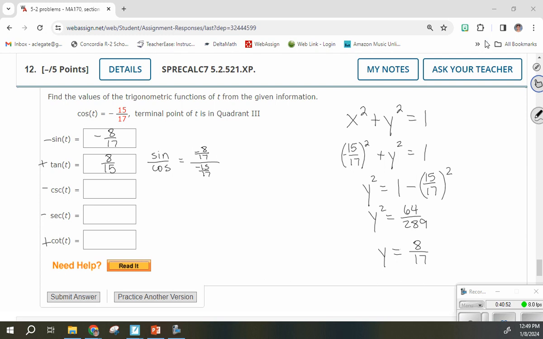Cosecant is the reciprocal of what? Sine. Remember, they flip-flop SC. So cosecant is the reciprocal of sine. So this is just negative 17/8. You literally just flip-flop it. Secant is the reciprocal of what? Cosine. So instead of negative 15/17, it's negative 17/15. Cotangent is the reciprocal of tangent. So instead of sine over cosine, it's cosine over sine. You're literally just flipping. Now it's 15/8. Is that making sense? Okay.